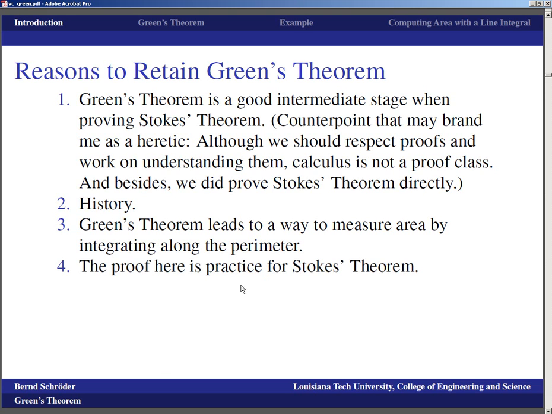And finally, the proof that we present here is also good practice for Stokes' theorem, for this going from three dimensions to two dimensions. That's a philosophical thing that I have.